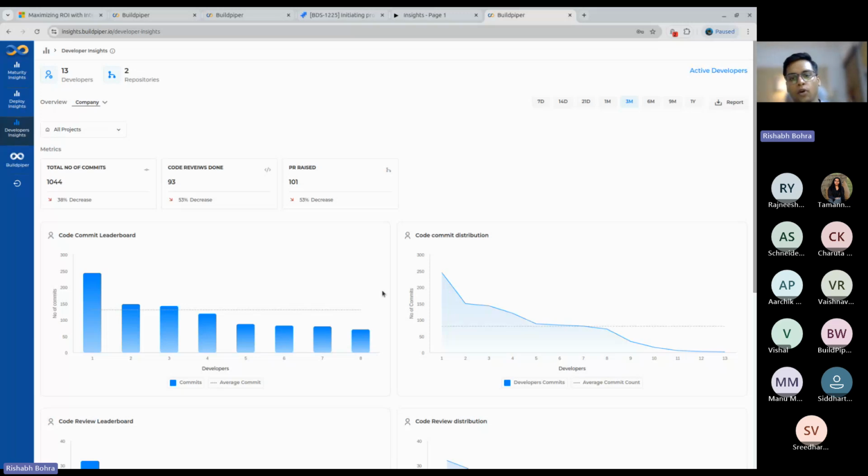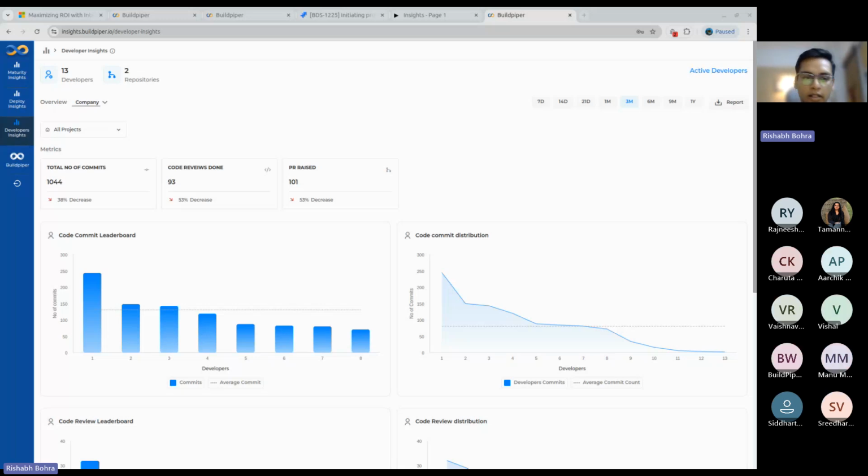So yes, that was the walkthrough of Build Piper as a platform at a very high level. Again, feel free to reach out to us in case you need a specialized demo. We can schedule a demo as per your use cases, understanding your problems and the challenges and what you want to achieve. And then we can have the capability shown to you in terms of how Build Piper can come into the picture and help you maximize the ROI that you are going to be getting.